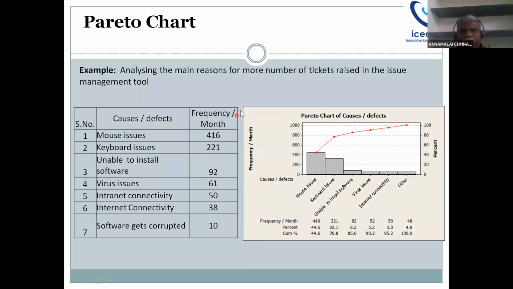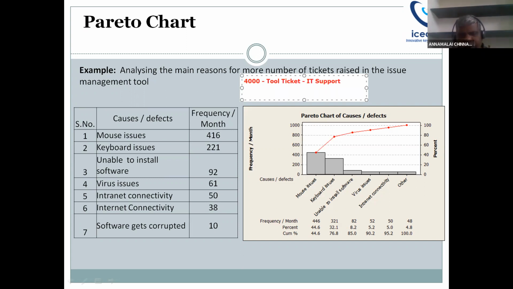So for example, assume that you are working in an IT service company of around 4,000 employees. In order to take care of your hardware, software, and internet related issues, you have a tool wherein whenever you have some problem, you can log into the tool and raise a ticket in the tool. This ticket will go to an IT support team, and they will analyze what the problem is and give the solution. Once the problem is solved, the ticket can be closed.